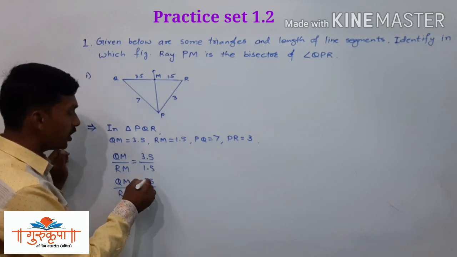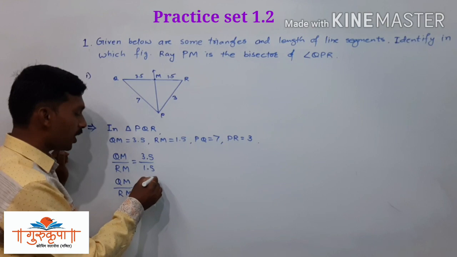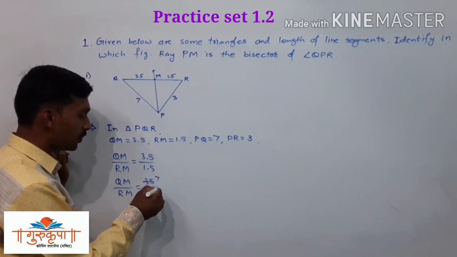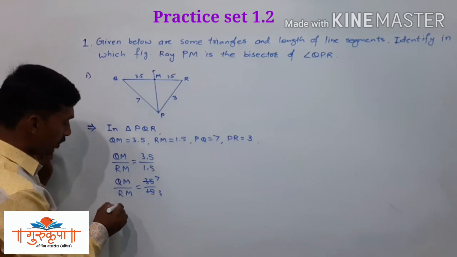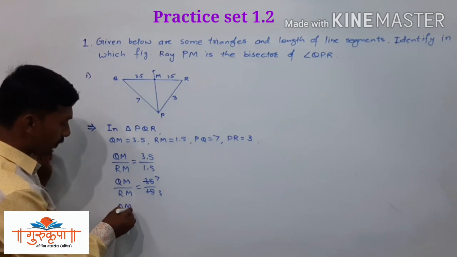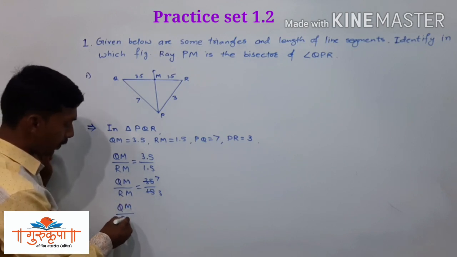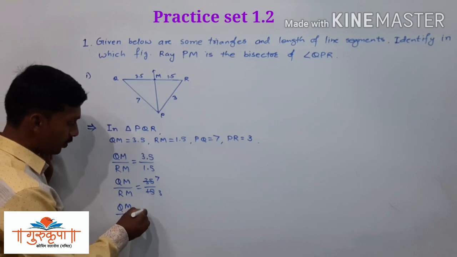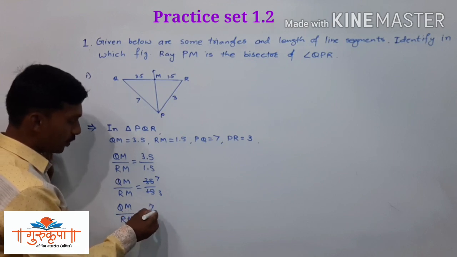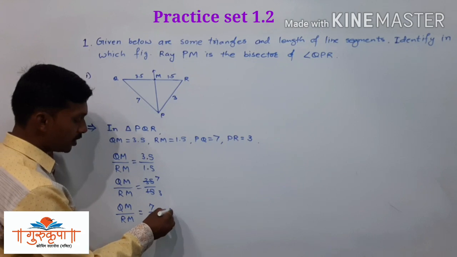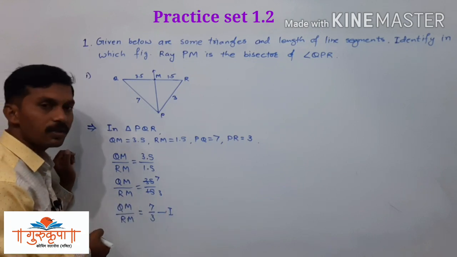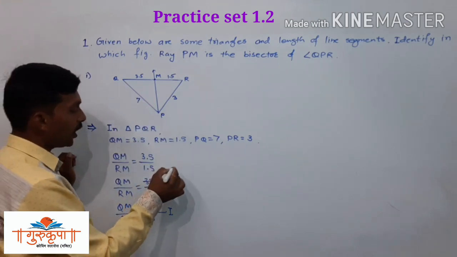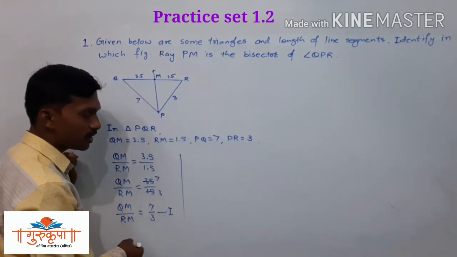Now you can divide this by 5, since 5 7s are 35 and 5 3s are 15. Since the ratio is always written in the simplest form, we have QM upon RM equals 7 upon 3. We will represent it as equation 1. And now we have to find the ratio of the remaining two sides.